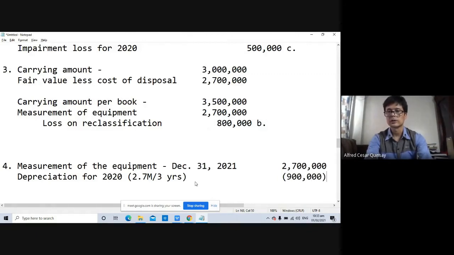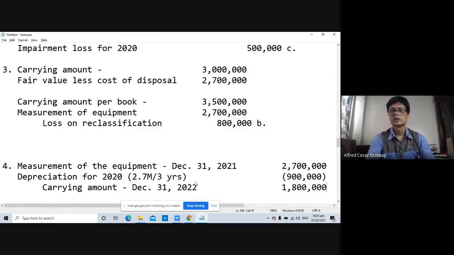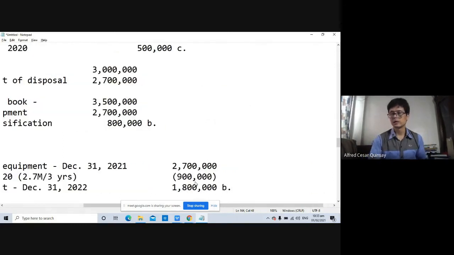900,000. So, ayan. Yung pinaka carrying amount niya on December 31, 2022 is 1.8 million, 1,800,000. So that is letter B. Okay, letter B.